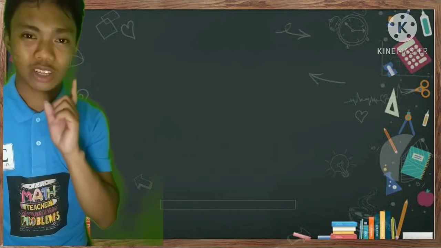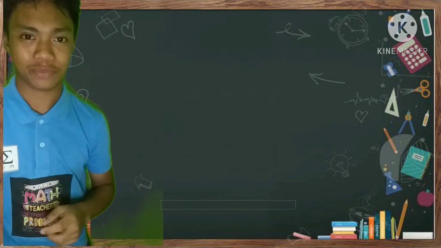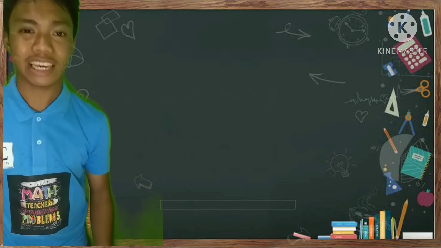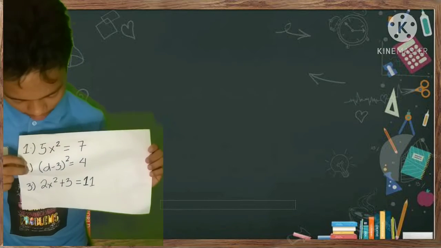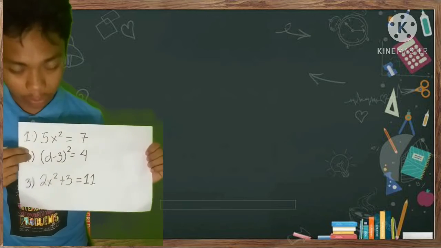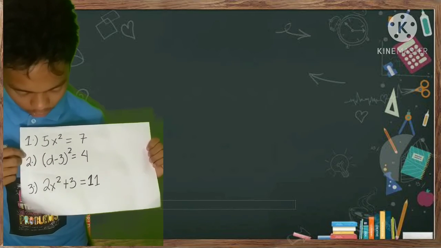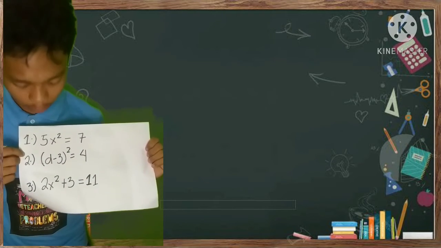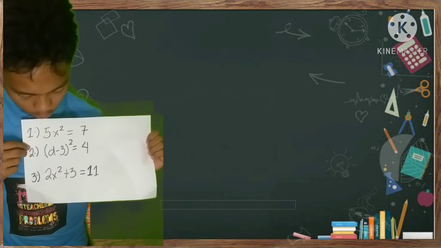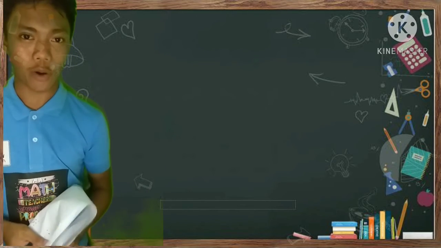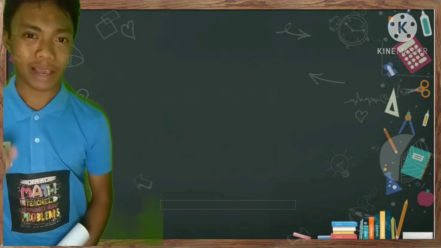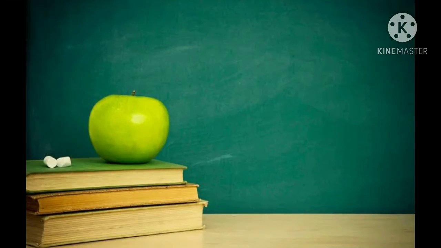Now, students, it's your turn to try the exercises in quadratic equations by extracting the square root. Number 1, 5x squared is equal to 7. Number 2, b minus 3 squared is equal to 4. And then number 3, 2x squared plus 3 equals 11. I hope you get the answers by learning this lesson.